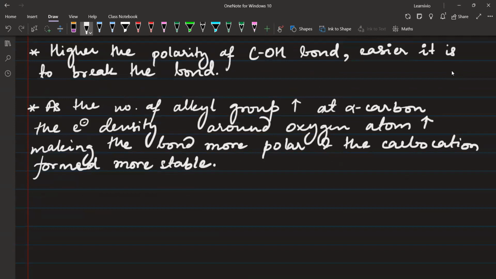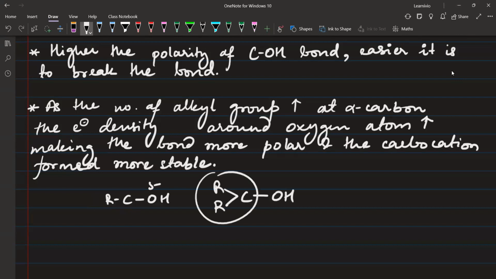ठीक है, तो देख लीजिए यहाँ पे ध्यान से क्या हो रहा है. I have carbon and I have one R group attached and then OH. ठीक है. So this particular group is giving some electron density to the oxygen atom, which is making it delta negative. If I have two R groups attached on the carbon and then I have OH, then this group will be giving more electron density, making this more delta negative.